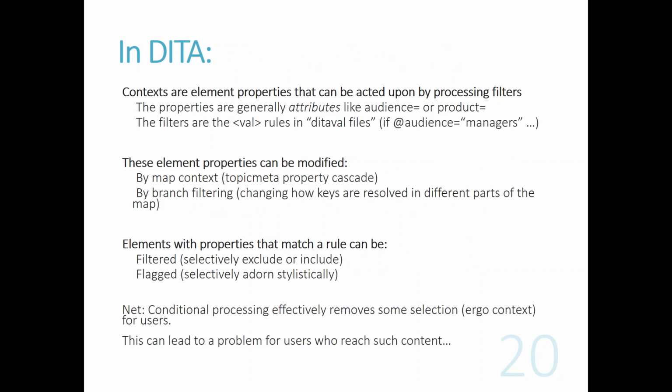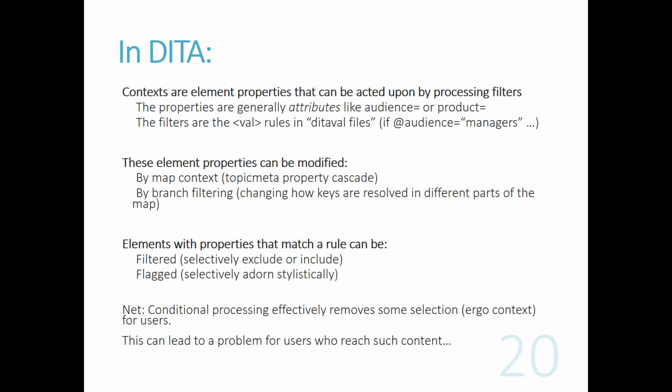So in DITA, what is a context? A context is the element property that can be acted on by the processing filters. This is kind of a high-level explanation or a definition, but more specifically, it would be the attributes in an element that have values like audience equal manager or product equal typewriter. So the properties are the things that provide handles for logic in the application to act on. The filters are the DITAVAL rules, and they allow you to express conditions like if audience equals manager, then do something with this content.